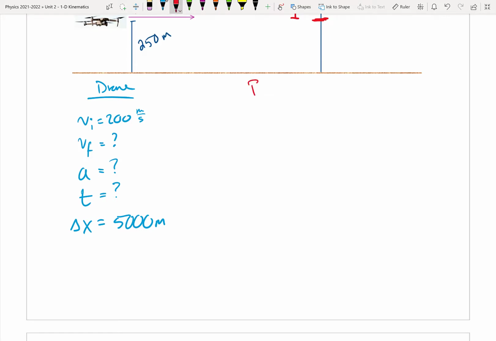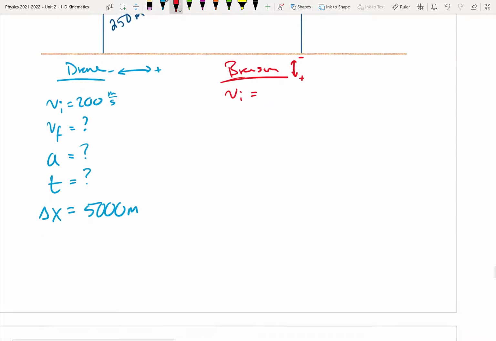And then Branson over here, poor Richard, he has an initial velocity. He's going vertically, right? And I called down positive. The drone's going horizontally, and I'll call right positive. This is really good to do, what I just did with those arrows by each one, because with projectiles, you definitely want to do that.